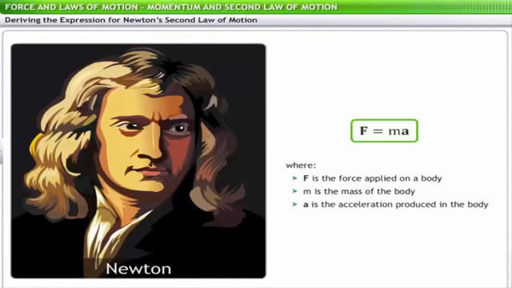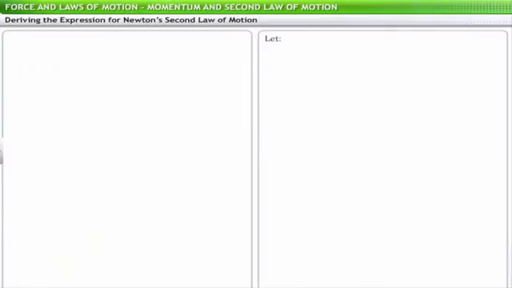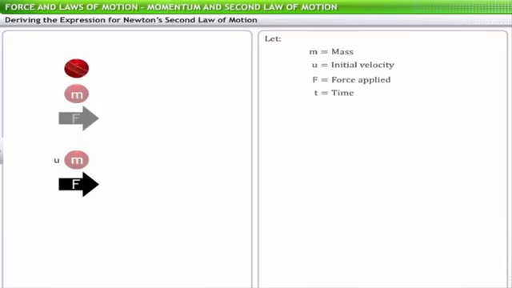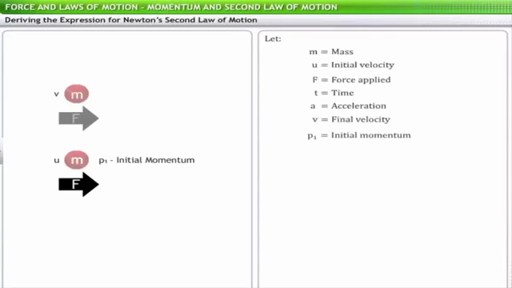Let's derive this relationship using an example. Consider a ball of mass m having an initial velocity u. When a force of magnitude F is applied on the ball for time t, the ball moves ahead with an acceleration a. In the time period t, the ball accelerates to a final velocity v. Let P1 be the initial momentum and P2 be the final momentum of the ball. By the definition of momentum, P1 is equal to mu.